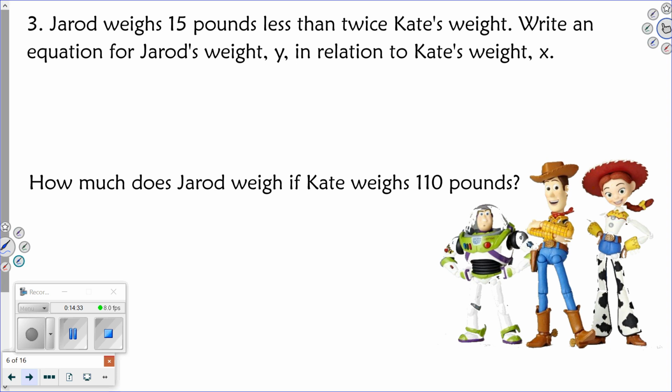So Jared weighs 15 pounds less than, what's less than mean? Minus, and since the word than is there, is the 15 going to be first or second? It's going to be second. Twice Kate's weight. What's twice mean? It's 2 times. So what's Kate's weight? What variable did it tell me to use? Kate's weight is X, so it's going to be 2X.